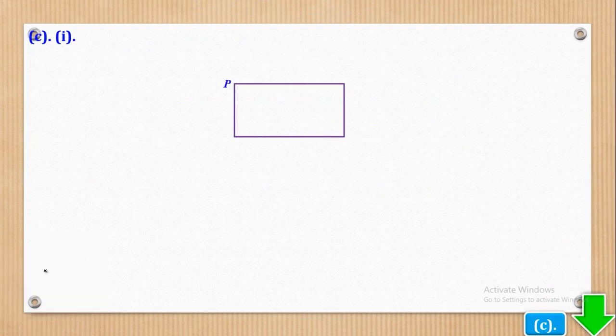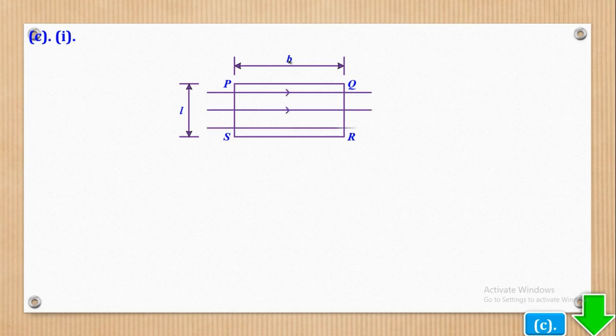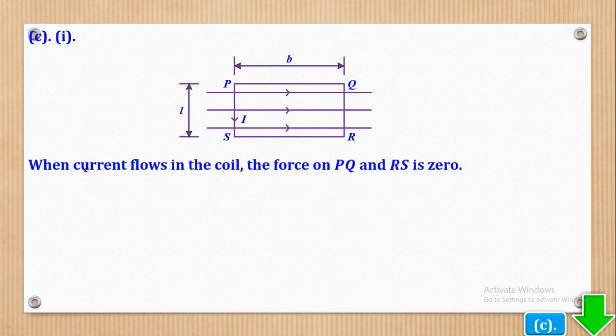So we shall need an illustration. So that will be the coil with dimensions L and B. And that is the field. And this is the current. So you say that when current flows in the coil, the force on PQ and RS is 0. So the force on this side, PQ and RS, will be equal to 0.